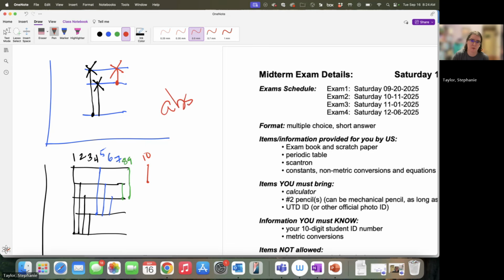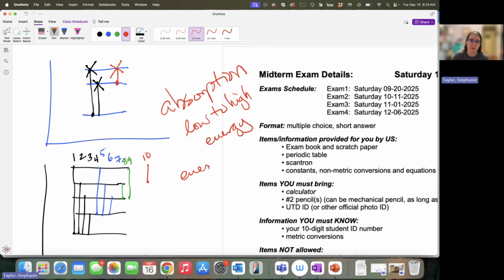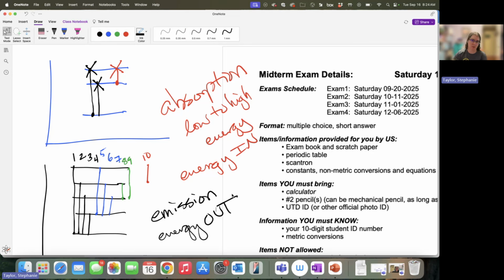Absorption means you go from low to high energy, which is energy in. Emission is the opposite. Emission spectrum is going to be that energy out. You go from a high energy to a low energy. Energy goes out. So absorption, energy in, emission, energy out.